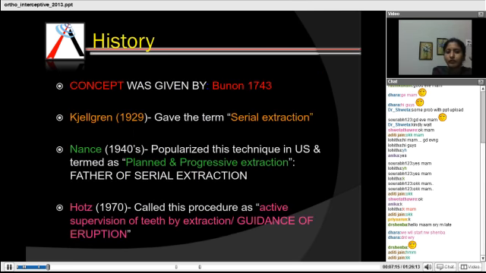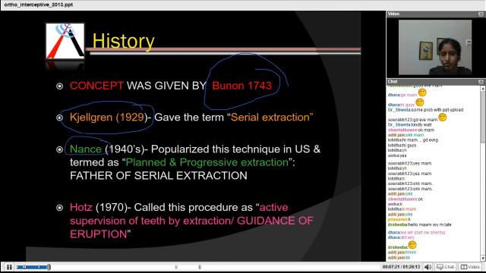Okay, these are some of the terms which you need to know. We will not be going into deep of all these. You need to know the names of these authors who gave the concept, who is known as the father of serial extraction and who called it as guidance of eruption, etc. Okay.